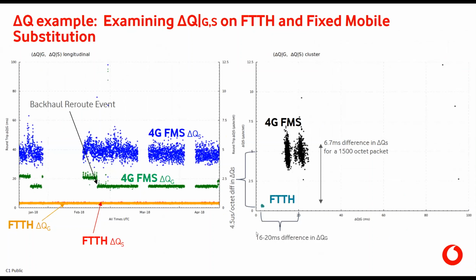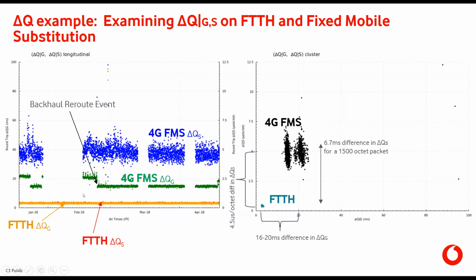Another example result, perhaps a little more complicated to look at. We're homing in here on the G and the S, so in this case we're not looking at the variability at all. What we're comparing is the geographic delay and the serialization delay, the delay that varies based upon packet length, for fiber to the home and fixed mobile substitution lines. There are a few things that are really interesting coming out of this chart.